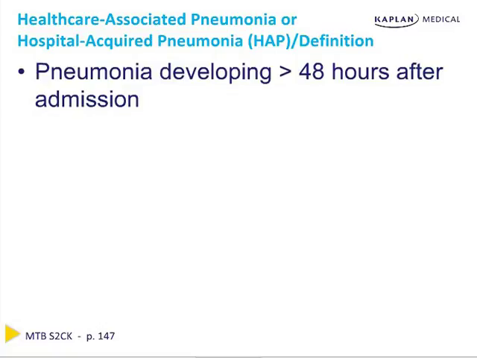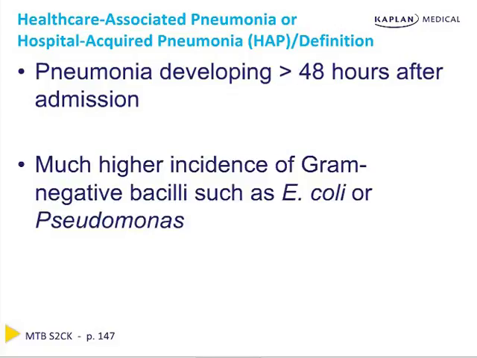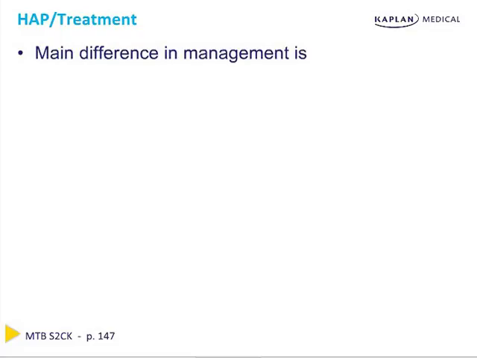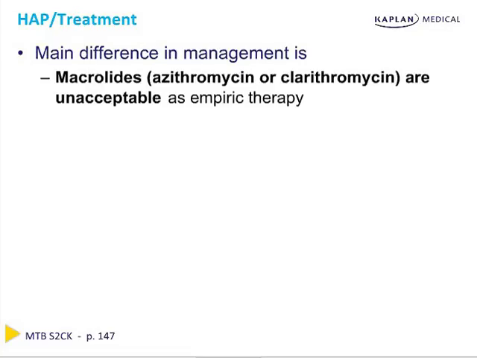Healthcare-associated pneumonia, or hospital-acquired pneumonia, is defined as a pneumonia developing greater than 48 hours after hospital admission. These pneumonias are extremely important to differentiate from community-acquired pneumonia, mainly because there's a much higher incidence of gram-negative pneumonias, such as E. coli or Pseudomonas. In addition, the management is different. In a hospital-acquired pneumonia, the main difference is that macrolides are no longer acceptable as empiric therapy.